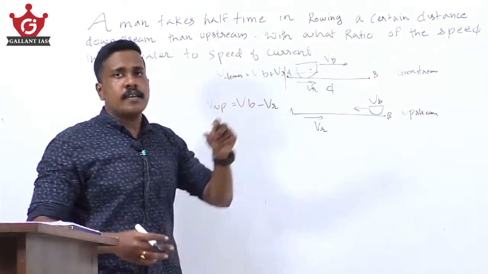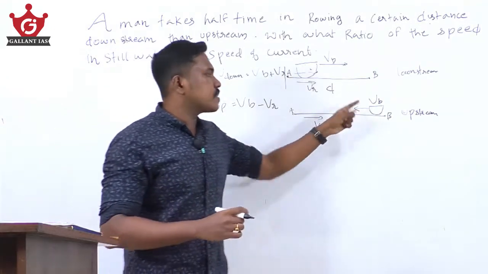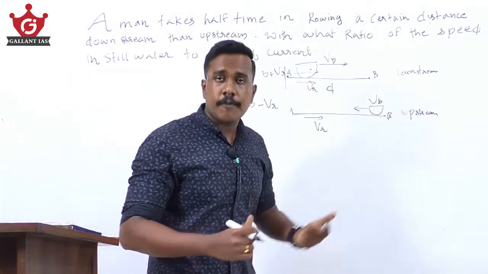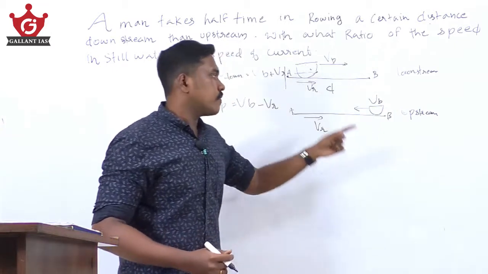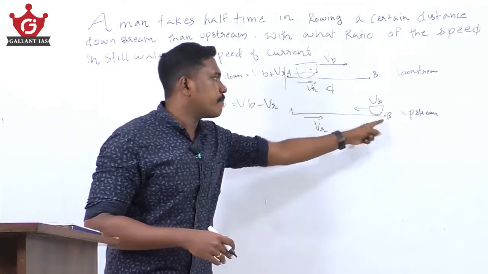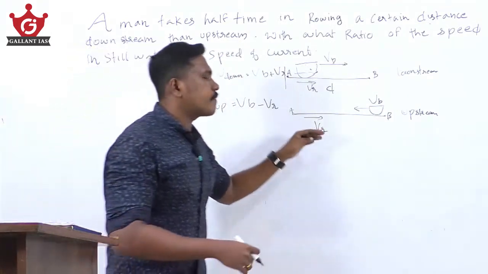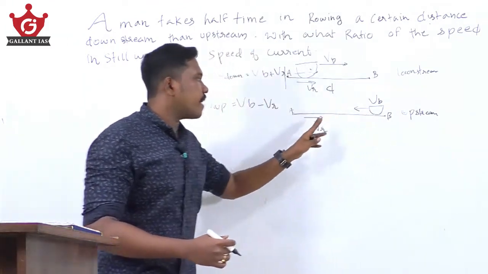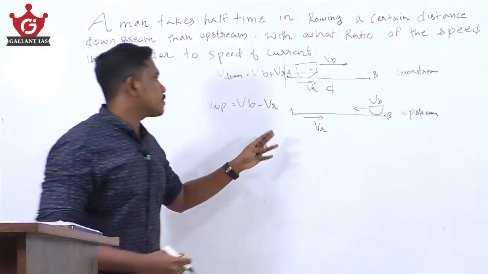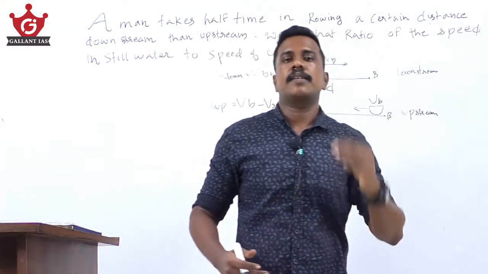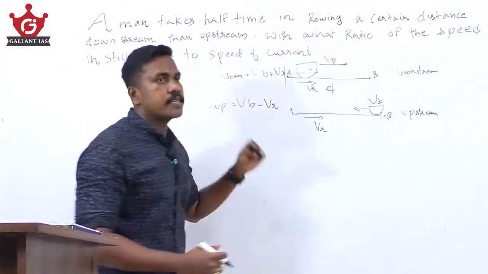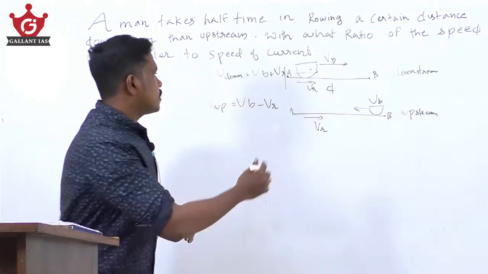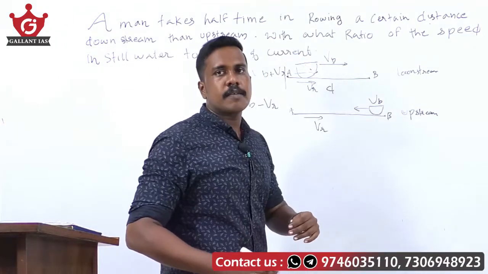But normally in our CSAT questions, the velocity of the boat is greater than the velocity of the stream. Only then can the boat move from point B to A, overcoming the drag force experienced because of the flow of the river. So VB minus VR is the upstream velocity.